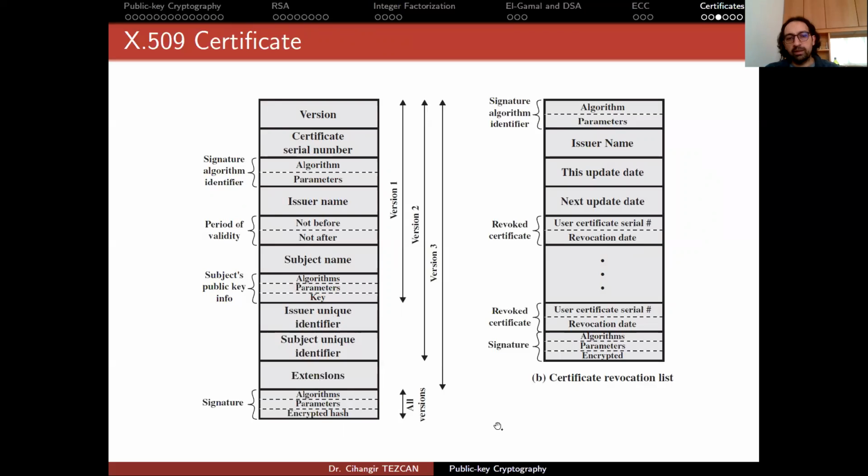Once you create a certificate and put an expiry date, all the people who check the certificate will think that the certificate is valid until the expiration date. But sometimes a certificate might be revoked by the certificate authority. In that case, they have a certificate revocation list, and browsers and people who use this certificate should check if the certificate is revoked or not.